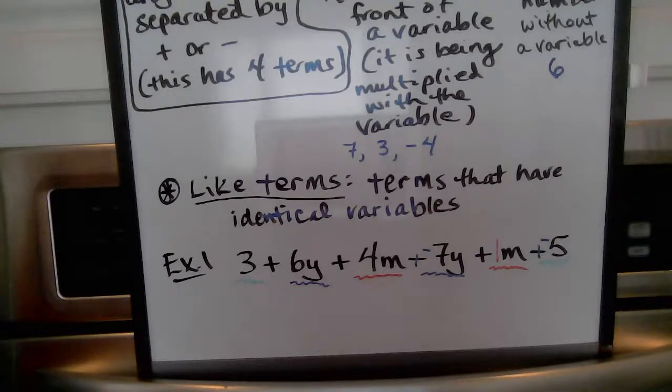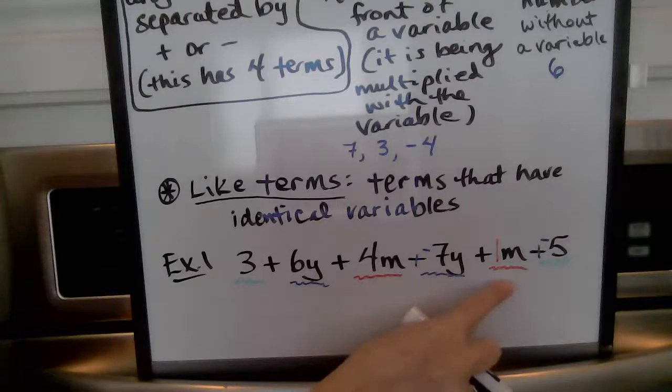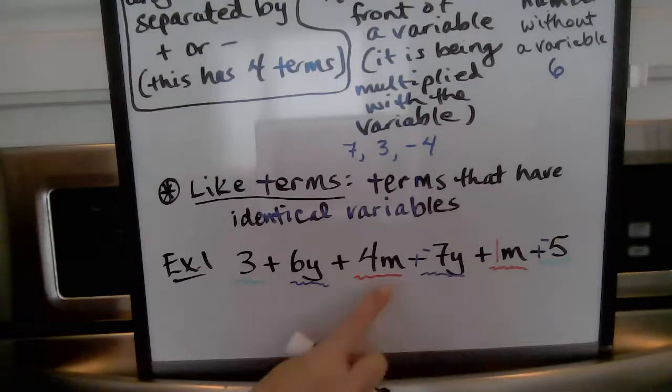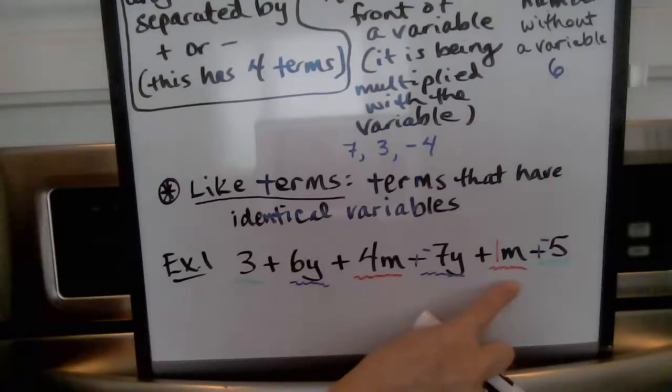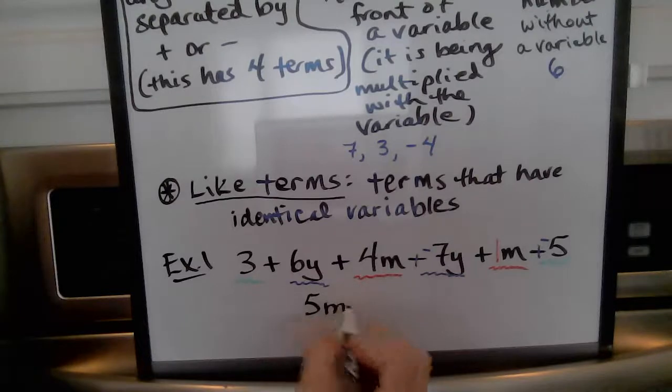So our m's can go together. We have 4 m's plus 1 m. So the m's are like labels. They're the things we're adding. We have 4 of them here. We have 1 of them here. So altogether we have 5 m's.